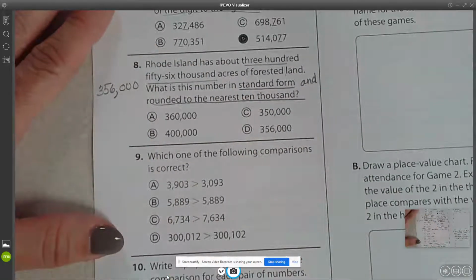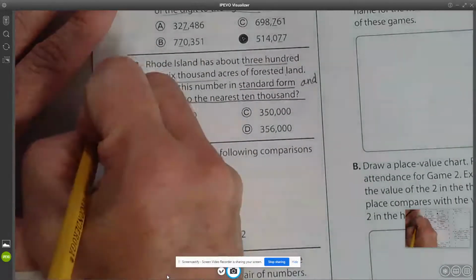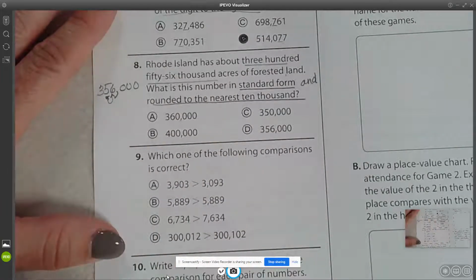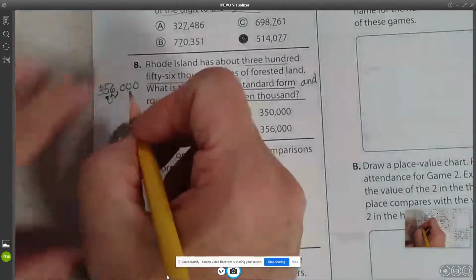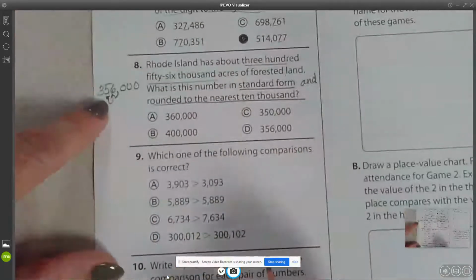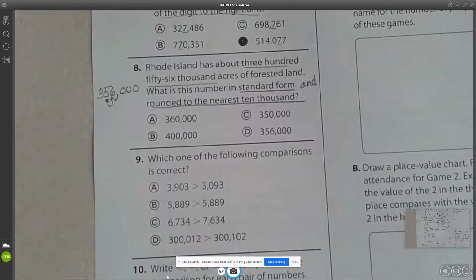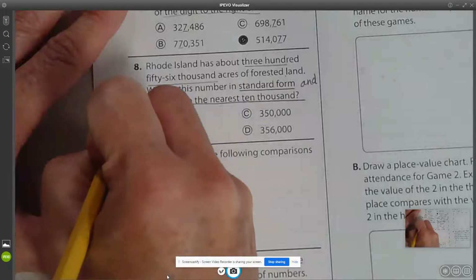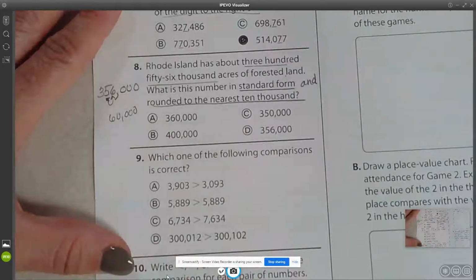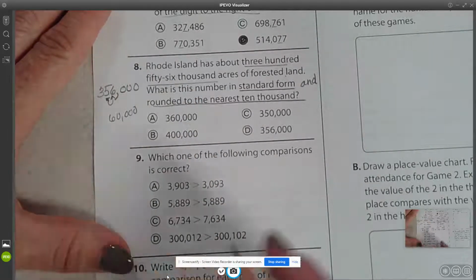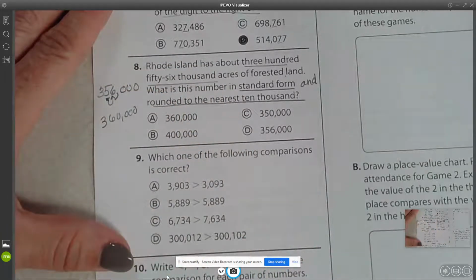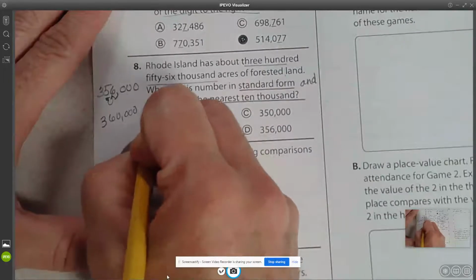So rounded to the nearest 10,000. So here's my 10,000, my 6, 5, 6, 7, 8 takes me up. Now, I know if I'm looking at those 10,000s, my choices are 50,000 or 60,000, right? And so we know that it's going to go up to 60,000 because of that 6. But remember, I'm not in 60,000. I'm really in 360,000. So it would be A.